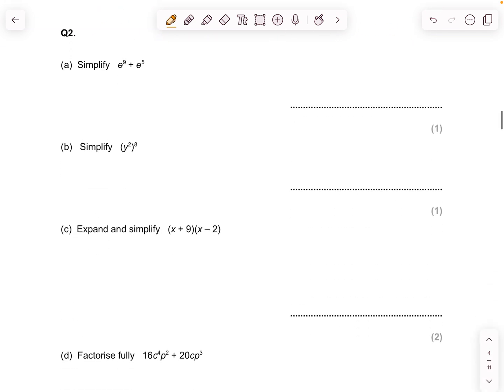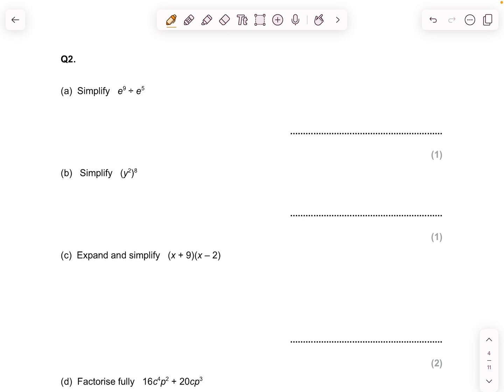Okay, number 2. Nice and easy. When we're dividing indices, we take the two indices and we subtract them. So 9 take away 5 is 4, so e to the power 4. Then here we multiply the indices because they're in brackets next to each other. So 2 times 8 is 16, so y to the power 16.